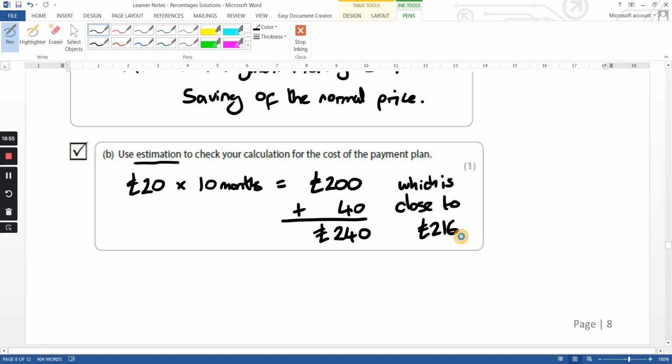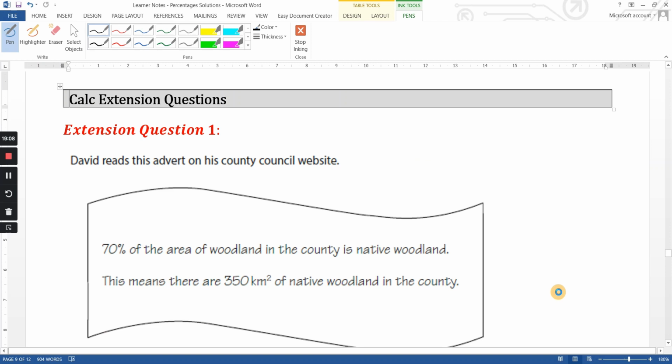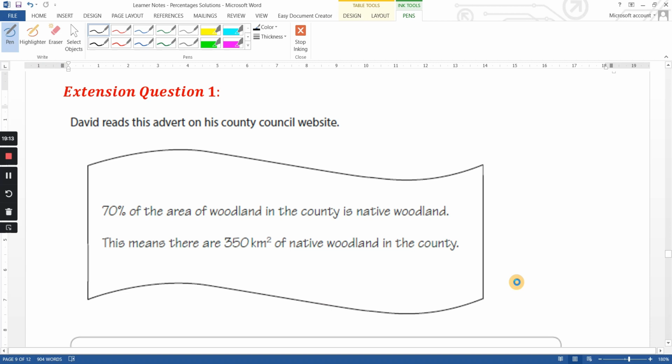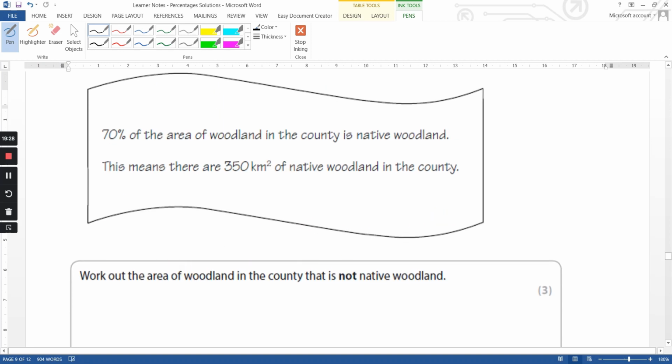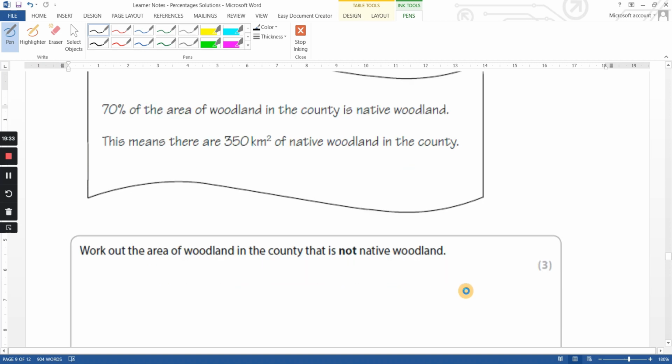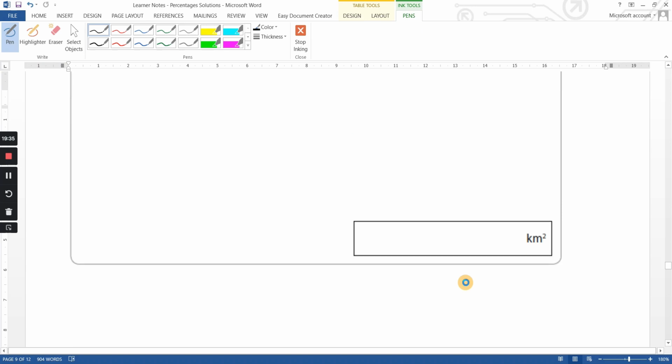So if you get roughly pretty close to £216 for your answer, that's good enough. Let's move on to the calculator extension questions. The first one, extension question 1. David reads this advert on his county council website. 70% of the area of woodland in the county is native woodland. This means that there are 350 kilometers squared of native woodland in the county. Work out the area of woodland in the county that is not native woodland. 3 marks for this.